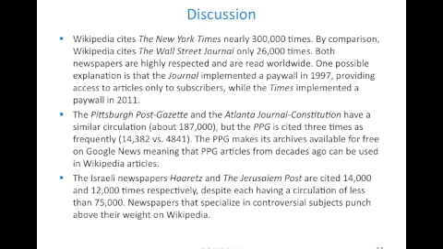to such an extent. I also want to highlight two cases, the Pittsburgh Post-Gazette and the Atlanta Journal-Constitution. Both of these have very similar circulations, but the Pittsburgh Post-Gazette is cited 3 times as frequently. One reason for this, it doesn't explain the entire difference, but it explains a significant chunk of it, is that the Pittsburgh Post-Gazette makes its archives available for free on Google News, meaning that articles from this newspaper from even as far back as the 50s or the 60s can still be used in Wikipedia articles.